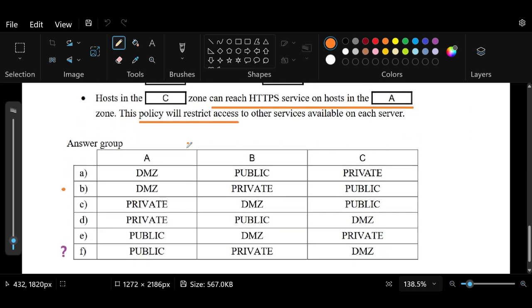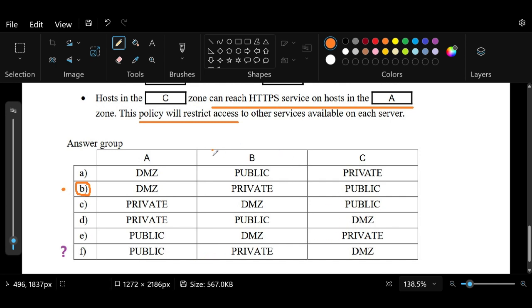Okay, so the blanks correspond to the zones, and I think that the way to think about it is which zone has the most access and which zone is the most restricted. And it turns out that the correct answer is B, which is the answer that I also chose. Although I also thought about whether other choices like F could be right.